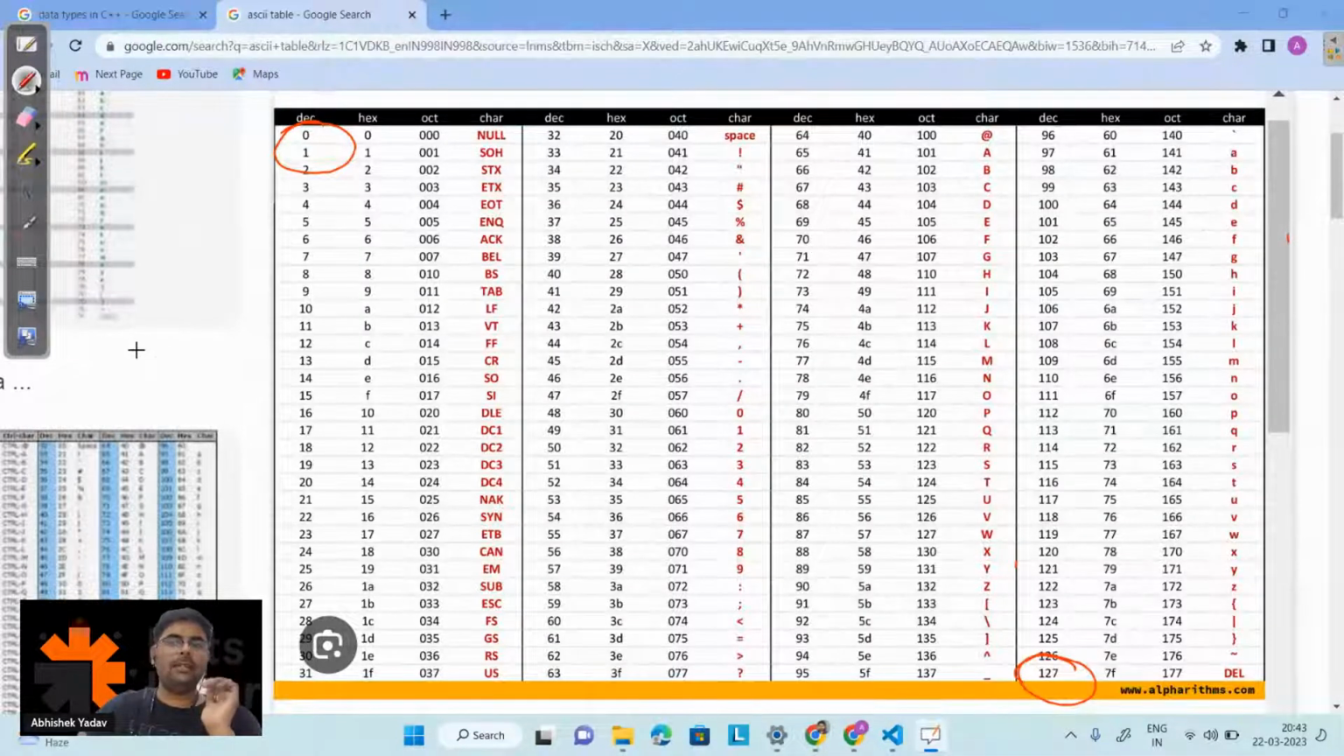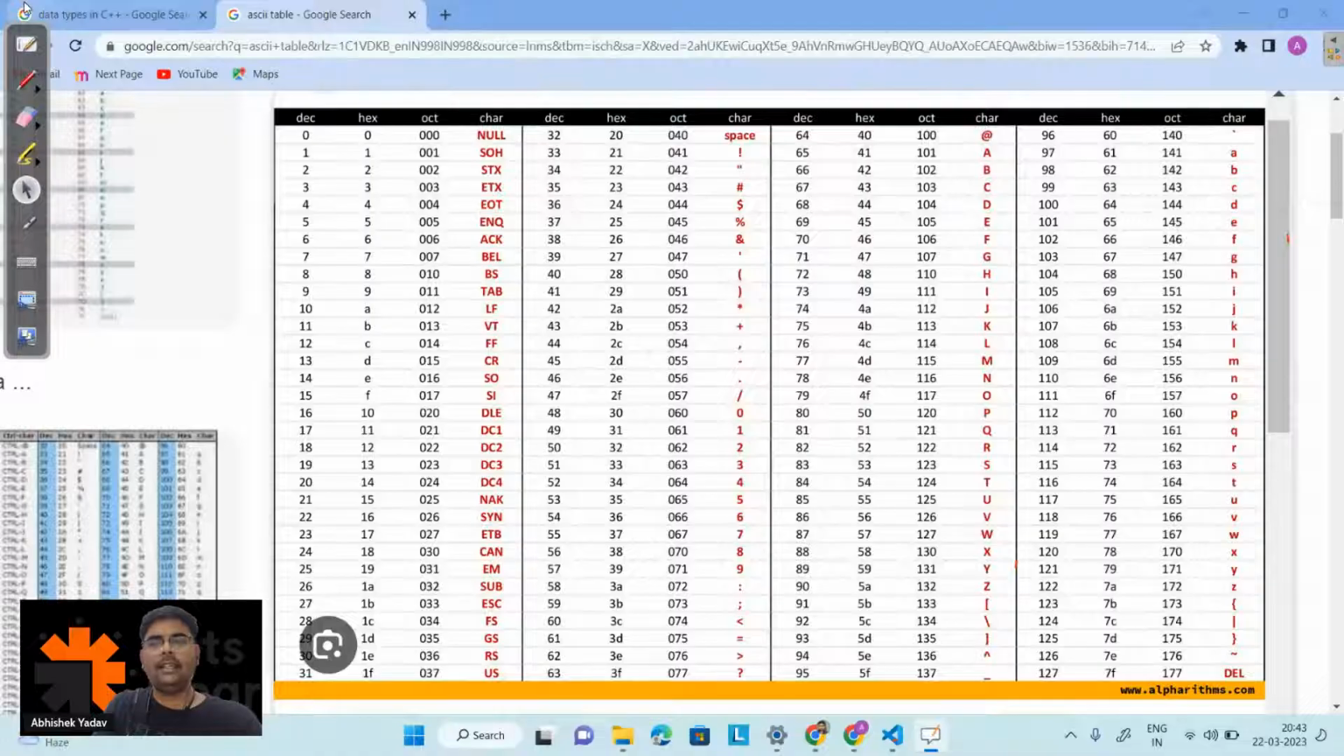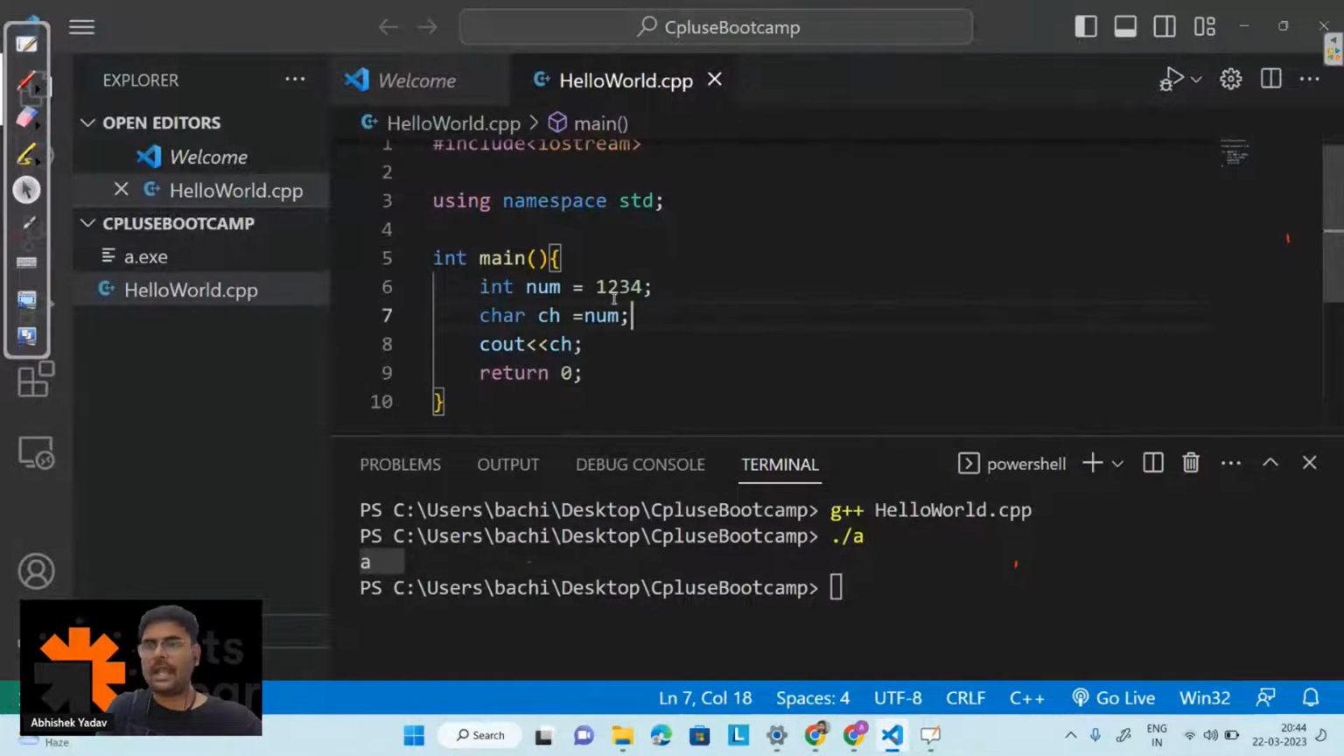So if I'm writing this line, here we are saying that in the ASCII table, the decimal format digits start from 0 and go till 127, right? So if I'm storing 1234, which is out of the range of 0 to 127, in the num container, and after that I'm transferring the data from the num container to the character container, what will be the output now? What will be the output now, guys?